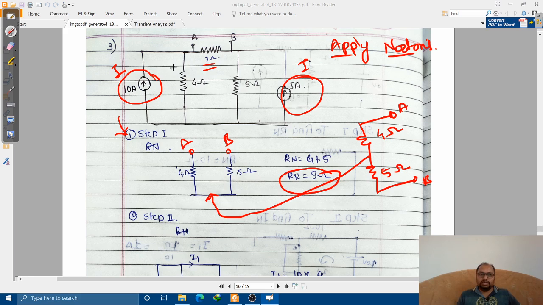Understood? Now for this also you need to use the current division rule 2 times. Over here we need to use the current division rule, one for the 10 ampere source and one for the 5 ampere source. Okay, now RN we have found out. Let us find out IN.